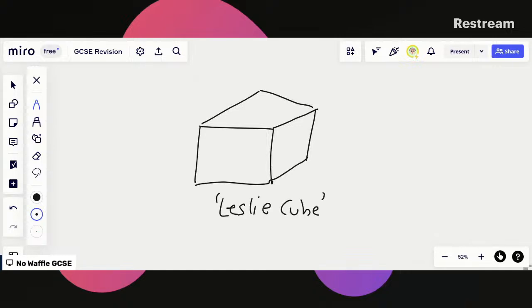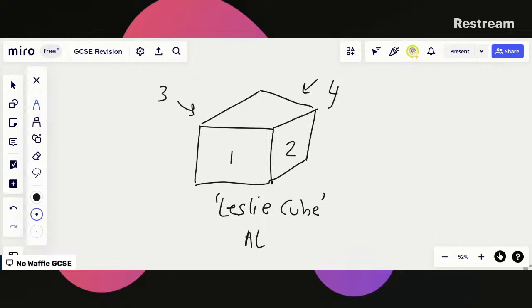So, the Leslie cube. Now, it's hollow, it's watertight, and it's a metal cube made out of aluminium. And what you're going to do is you have these four vertical faces. So, you have face 1, face 2, you have face 3 on that side, and face 4 on this side. Now, on the top, it's not actually a face, so you can just discard the top.